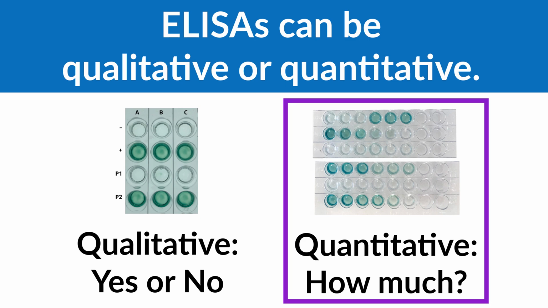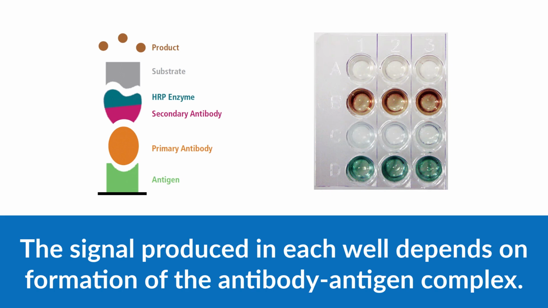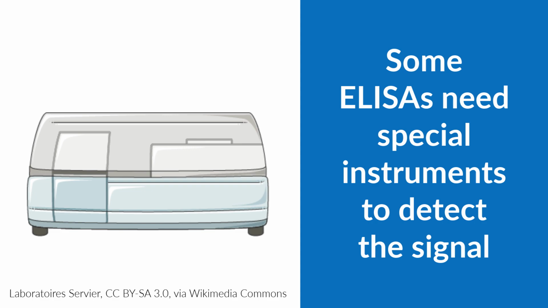In contrast, quantitative ELISAs tell us how much of the target is present by comparing results to known concentrations in a standard curve. The amount of measurable signal in an ELISA depends on the reaction between antibodies and the antigen. A signal can be detected and quantified in wells where this complex is formed. Some ELISAs need special instruments to detect the signal.